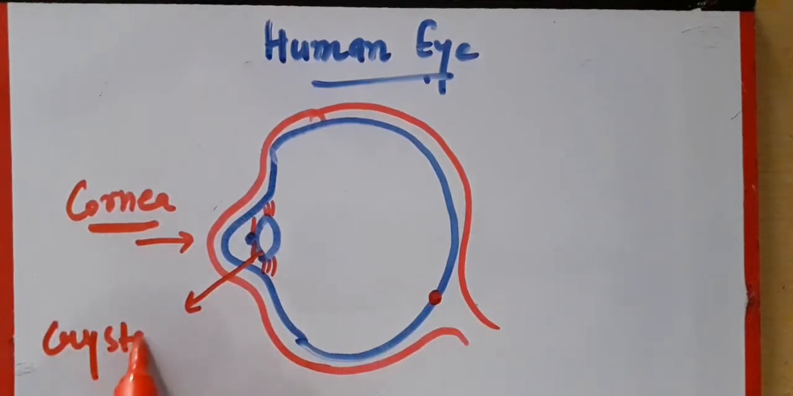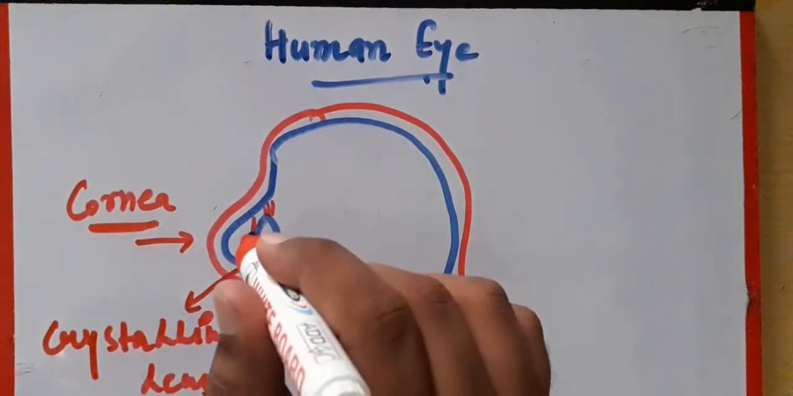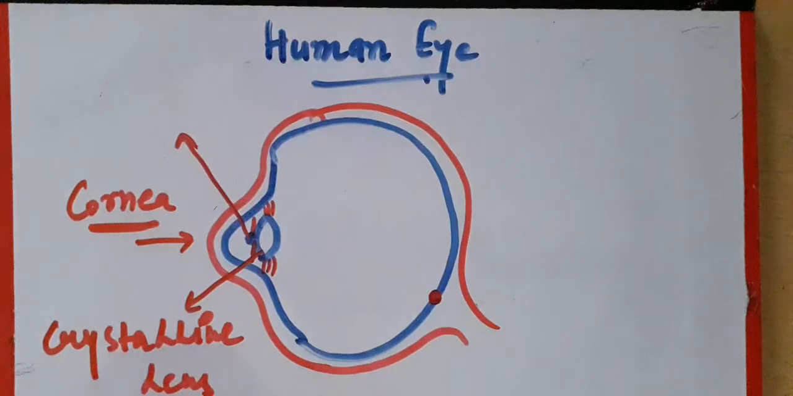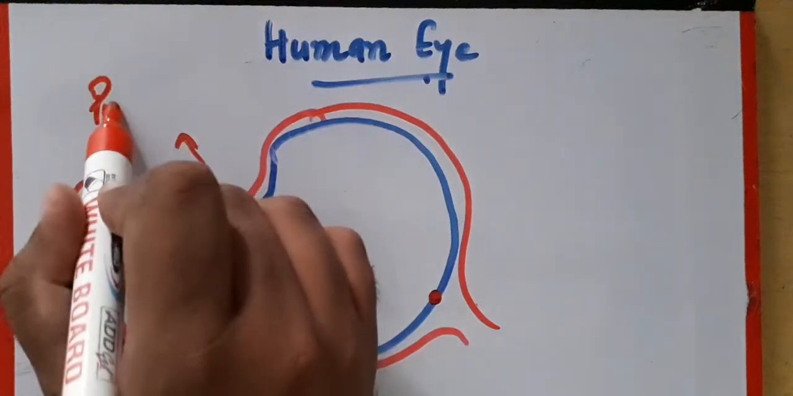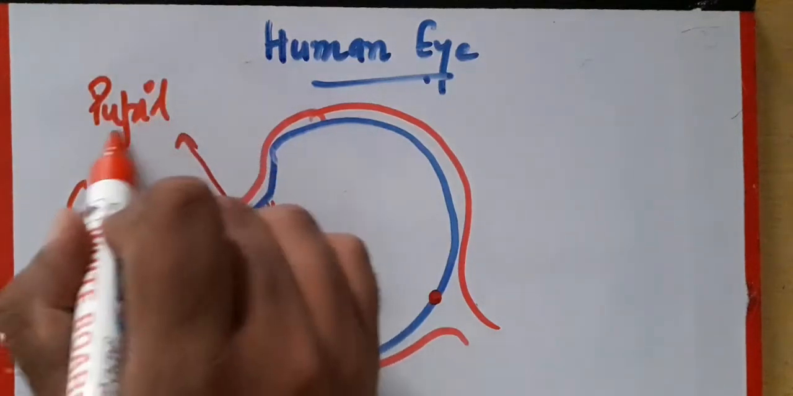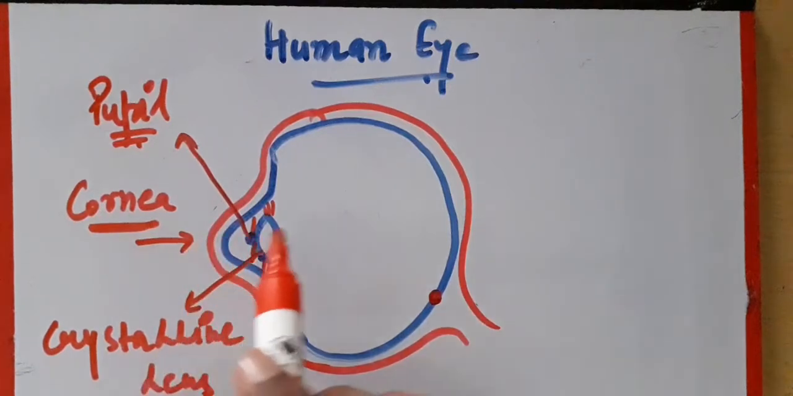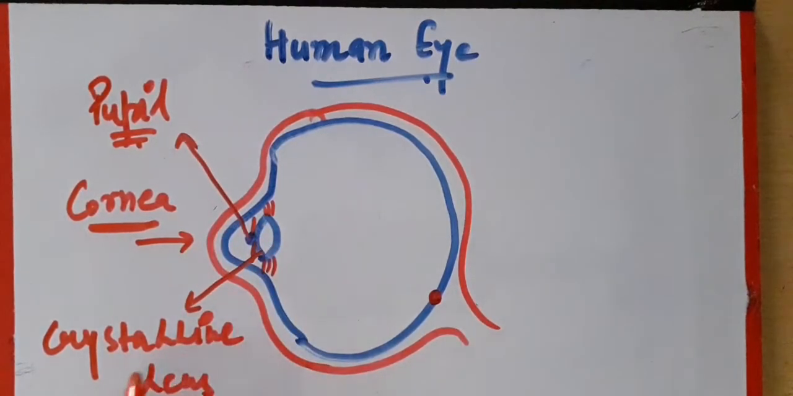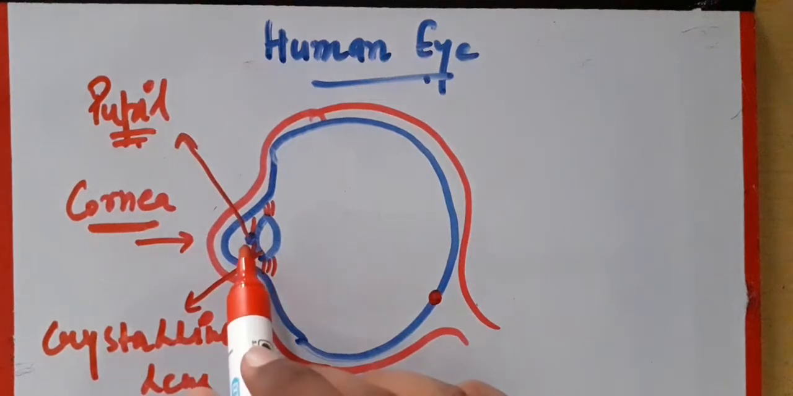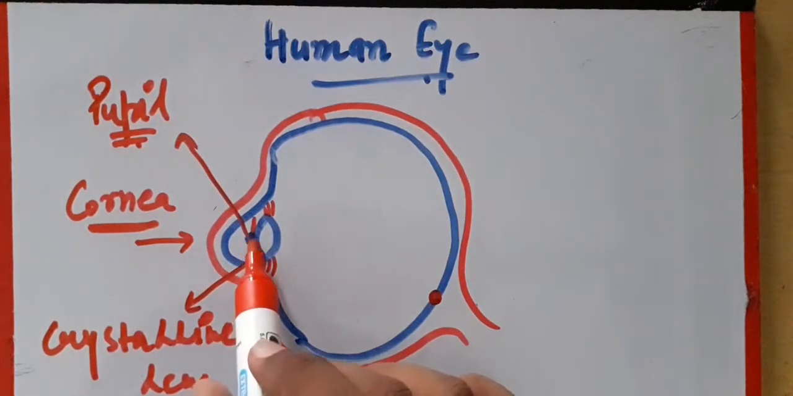We'll discuss everything, right? And we can see one small dot over here. This is called the pupil, right? First of all, the light rays come through this cornea. The function of the cornea is to pass the light ray to this crystalline lens, right? But before going to the crystalline lens, the light ray has to go to the pupil.